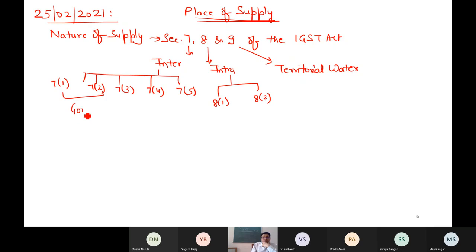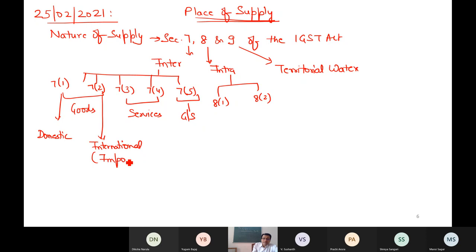7.1 and 7.2 were related to goods. 3 and 4 were related to services. And these were related to goods as well as services. Within goods, if you remember, 7.1 was domestic supply of goods, and 7.2 was international supply. International supply means every import is by default interstate. That is why I am saying that when you talk about imports, you do not check location of supply and place of supply. There is no need to check. By default, it tells me that it is interstate, and if it is interstate, IGST is applicable on every import.